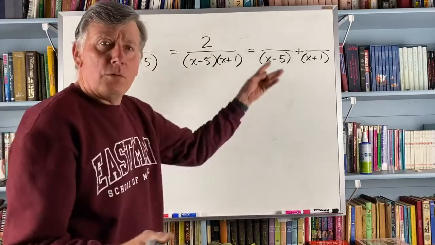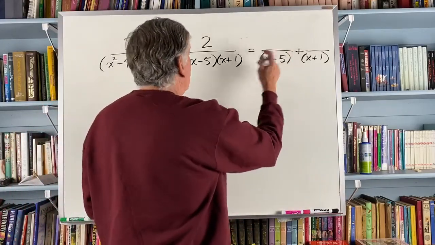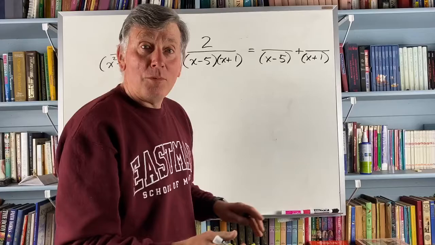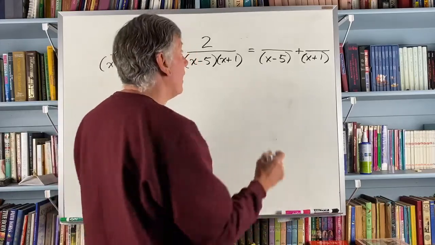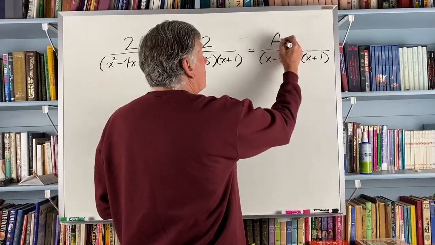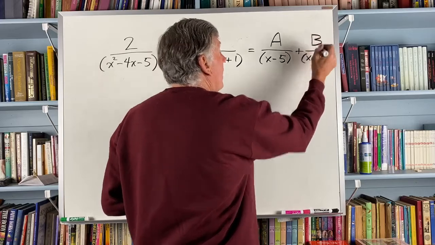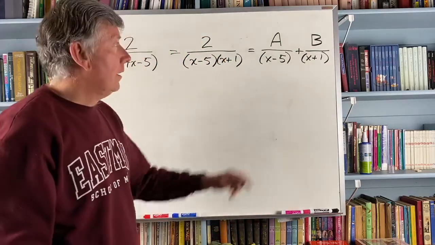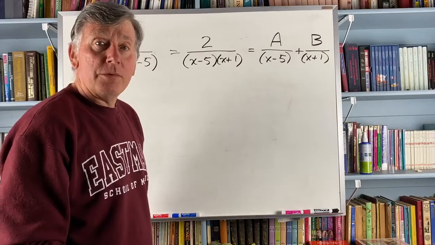The question is, what is the numerator? No, the numerator is not 1 plus 1. Well, it could be, but it's not here. So I'm going to be solving for that, A and B. Likely those are different numbers.